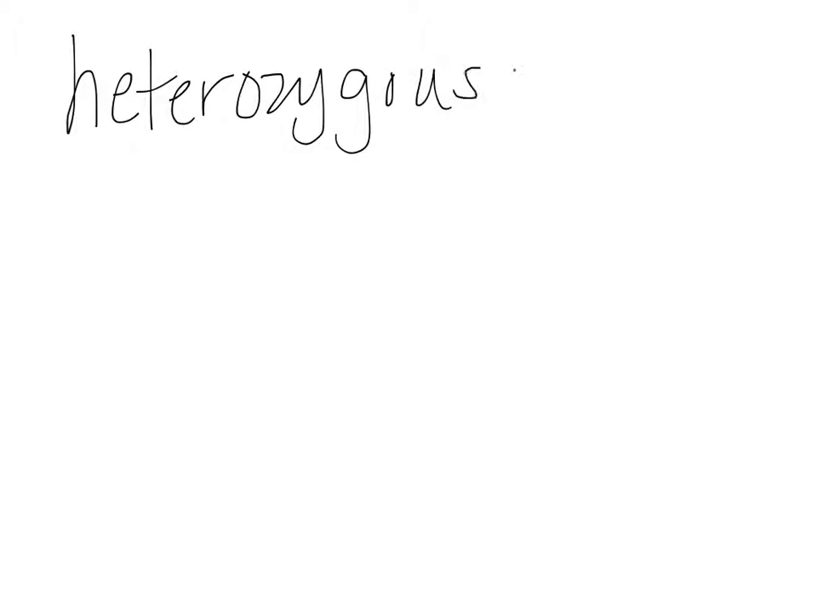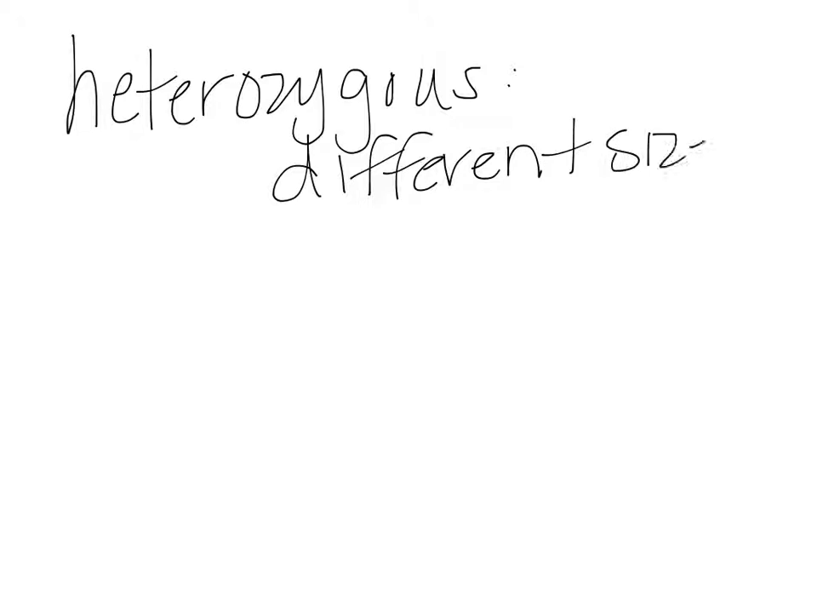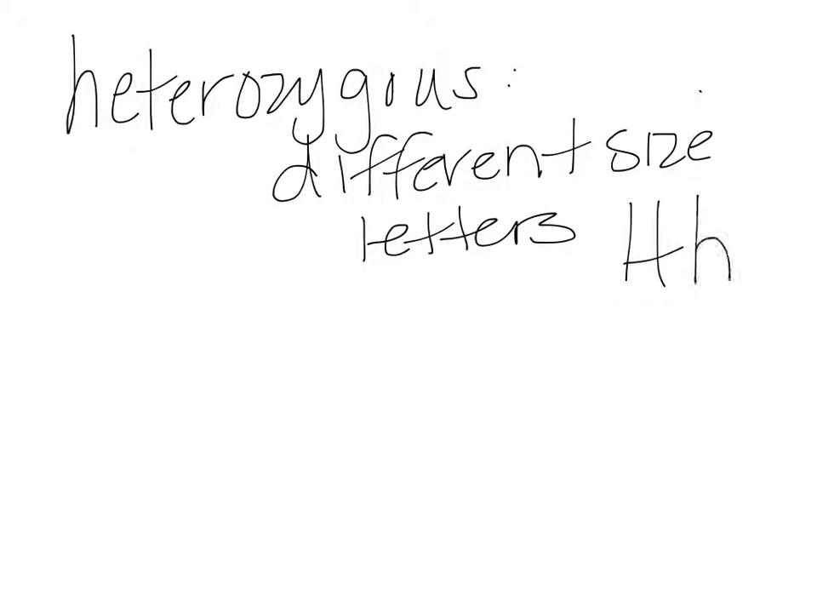So heterozygous is different size letters. And the only choice for different size letters is capital and lowercase, because there's only two choices. If they're different, then that's your only choice. And I just keep using H because that's what you used with the guinea pigs in the Amoeba Sisters video that you did yesterday, hopefully. So, heterozygous, different size letters.